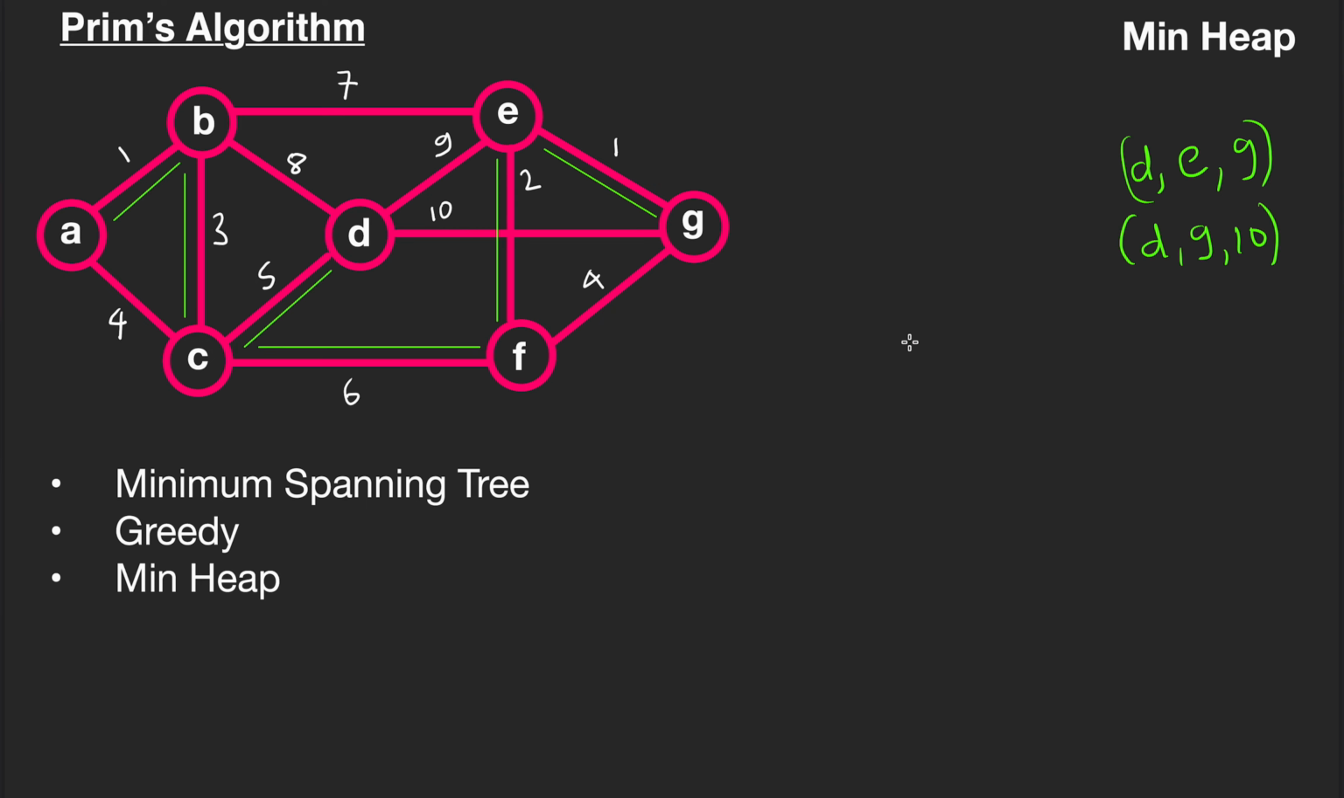Now we'll remove the next element from our min heap, that is DE9. Now node E is also visited, so we don't have to do anything here. We'll remove the next element from our min heap, that is DG10. Now here node G is also visited, so we again don't need to do anything. Now our min heap is empty, and as you can see, our minimum spanning tree is created with 6 nodes.